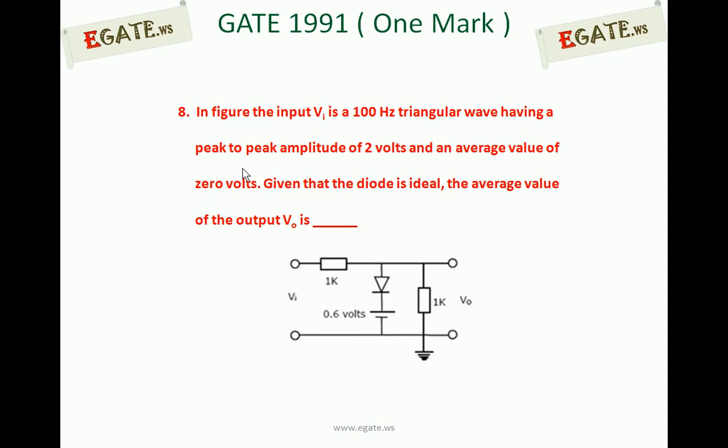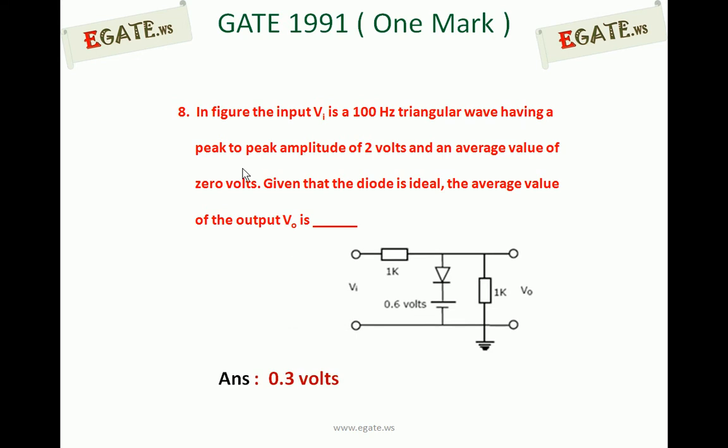For the given circuit, the input is a triangular wave with 100 Hz frequency and magnitude of 2 volts peak to peak. If the diode is ideal, calculate the average value, that is the DC value, of the output waveform. The answer for this question is 0.3 volts. The average value of the output waveform V0 is 0.3 volts.